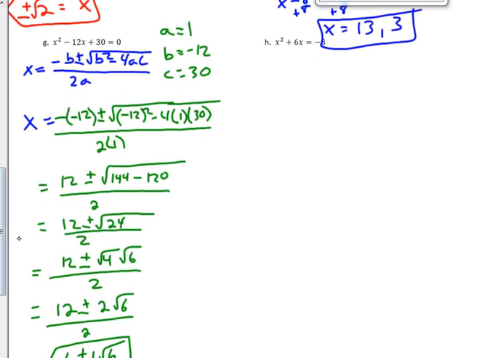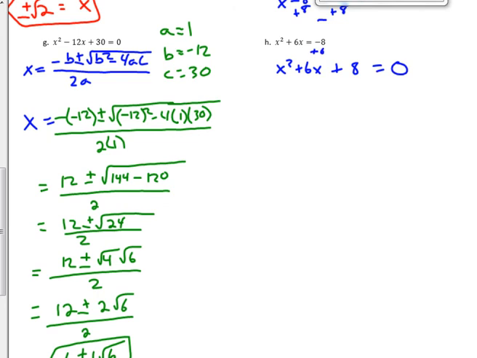Back up to the last one on this side. I want this to be equal to 0, so I'm going to add 8 to both sides. And when I add 8 to both sides, I get it equal to 0, so add 8 if you want the step in there.